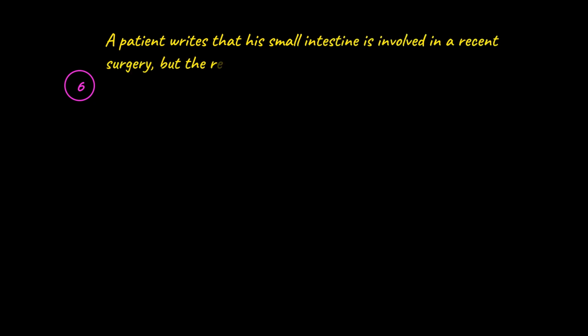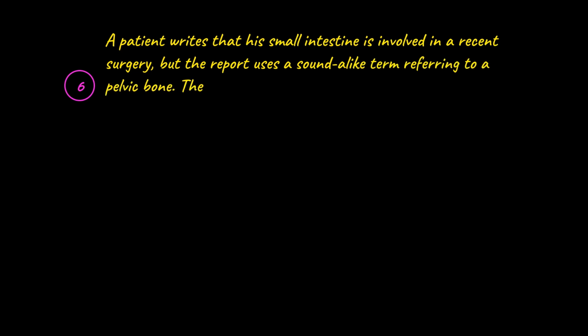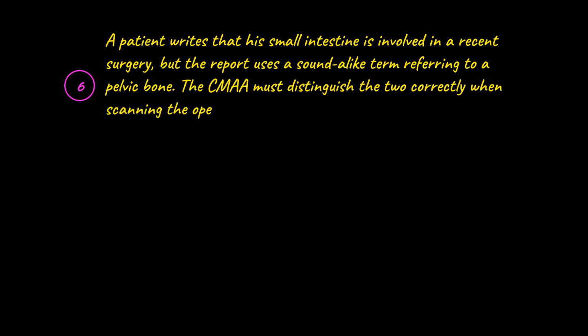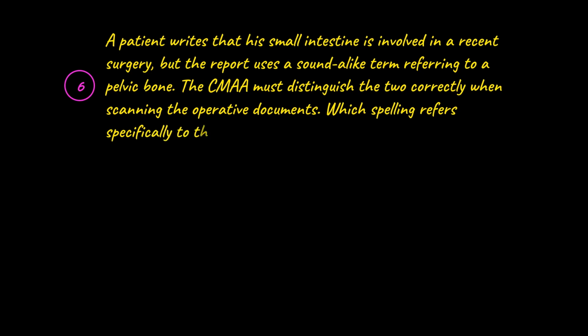Question 6. A patient writes that his small intestine is involved in a recent surgery, but the report uses a sound-alike term referring to a pelvic bone. The CMAA must distinguish the two correctly when scanning the operative documents. Which spelling refers specifically to the small intestine portion?